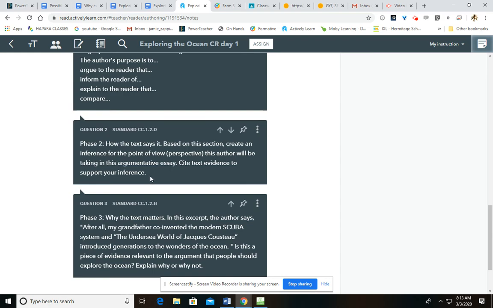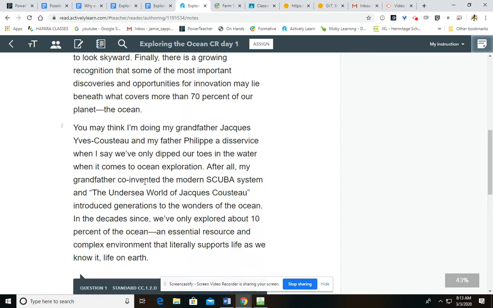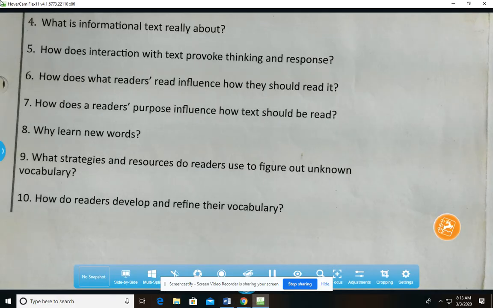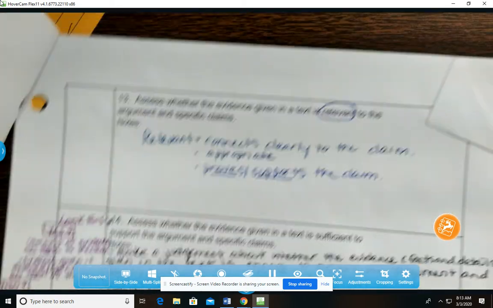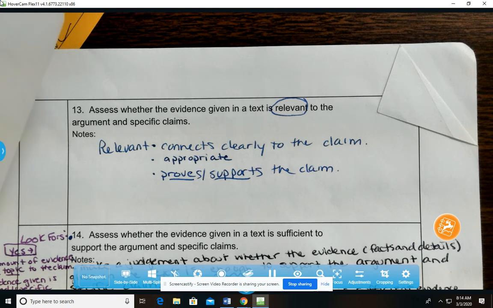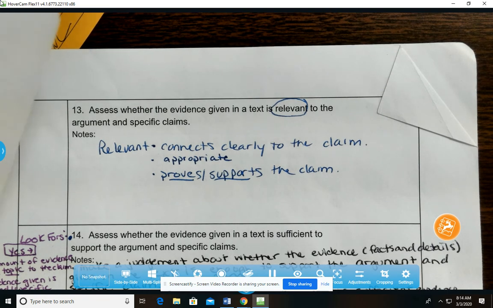In the final phase of this piece, we're going to read for why the text matters. As we read for why the text matters, we're looking at learning target number 13. In arguments, we always need to decide whether things are relevant as well as whether things are sufficient. And in this case, we're looking at relevancy to assess whether the evidence given in the text is in fact relevant to the argument.